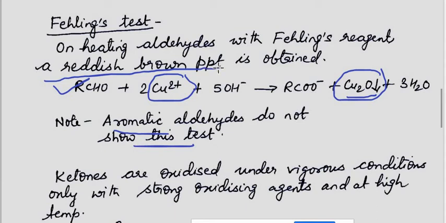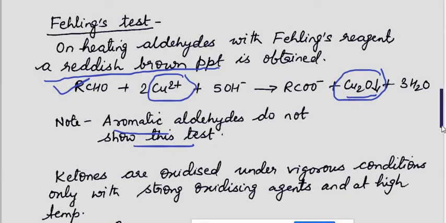You know that copper forms two types of oxide, cuprous oxide and cupric oxide. Cupric oxide is CuO, which is black in color. This is cuprous oxide over here. Cuprous oxide is red in color, and that is why the formation of reddish brown precipitate. This is the precipitate which is formed during the reaction.